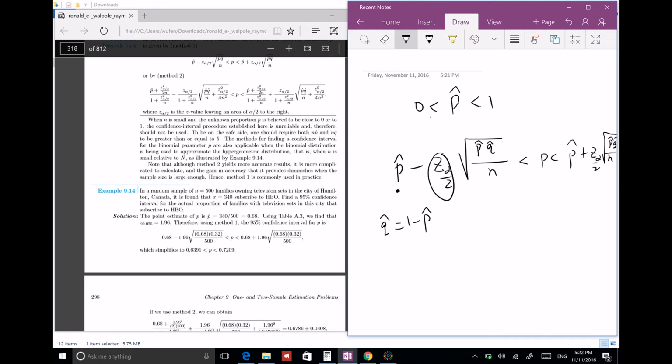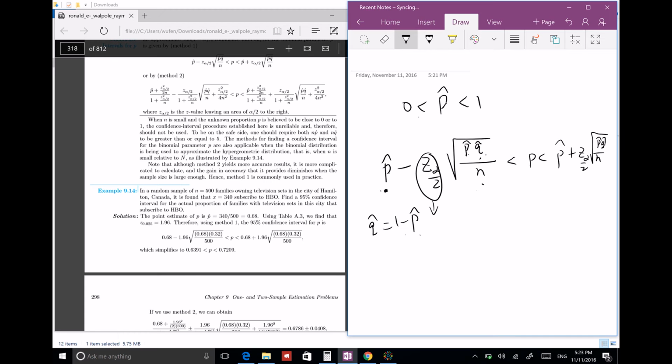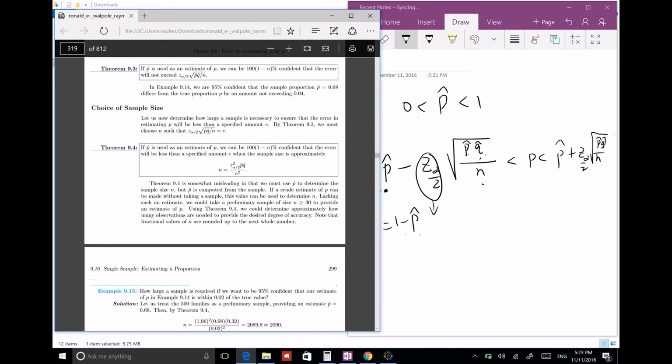We have done a lot of examples in the previous chapters about z-score. So everything else is given to you except the q, but q is 1 minus p. So n is given, p is given, q you can find as 1 minus p, z alpha over 2 you find from the table, and then that's it, right? So it's not really a hard thing to do.